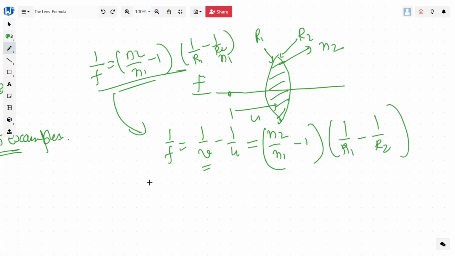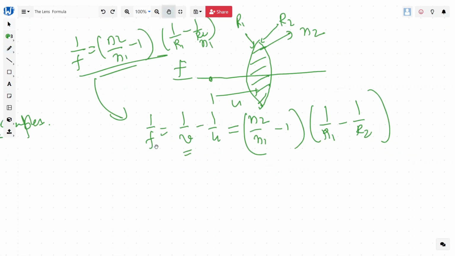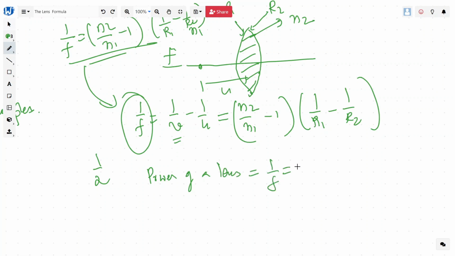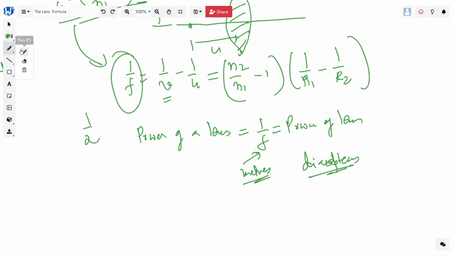We also said that it's always difficult to deal with equations which are like 1 by x, 1 by f and things like that. So to make it easy, we defined the power of a lens, which is defined as 1 by f and is called the power of a lens, with the unit diopters, where f is in meters.